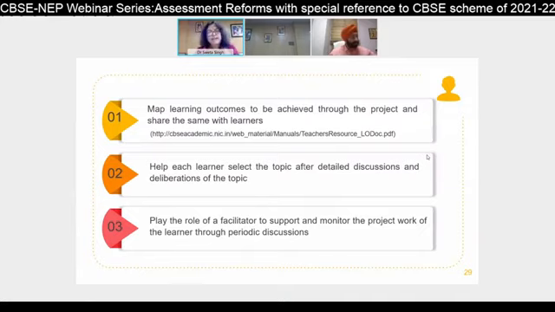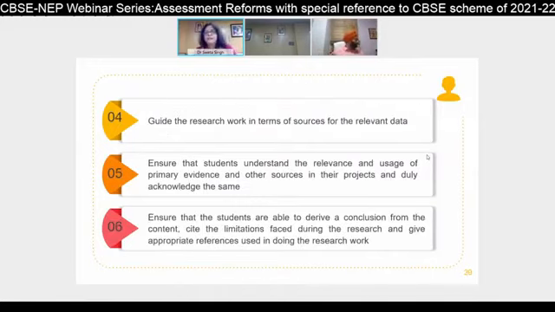After this, the teacher should help each learner to select the topic, of course, after detailed discussions and deliberations, and play the role of a facilitator, because the teacher has a very important role in this project work, in the sense that they have to play the role of facilitator to support and monitor the project work of the learner through periodic discussions. So periodic discussions and detailed discussions are very important aspects.